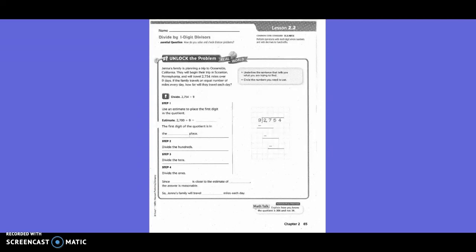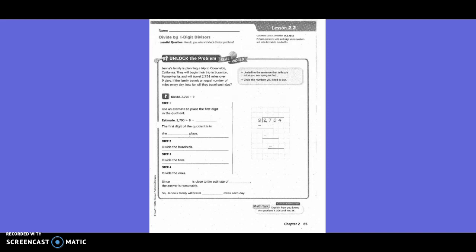Fifth grade, chapter 2, lesson 2. Divide by one-digit divisors. Unlock the problem. Jenna's family is planning a trip to Oceanside, California. They will begin their trip to Scranton, Pennsylvania, and will travel 2,754 miles over 9 days. If the family travels an equal number of miles every day, how far will they travel each day?